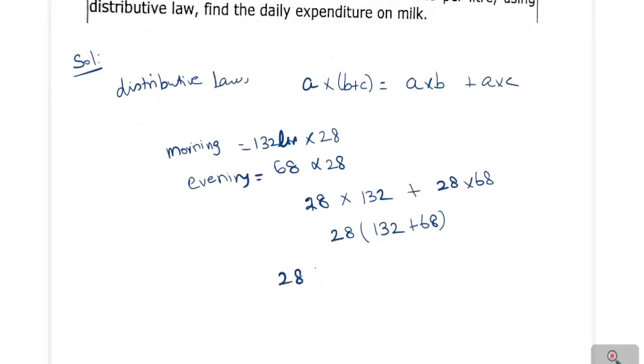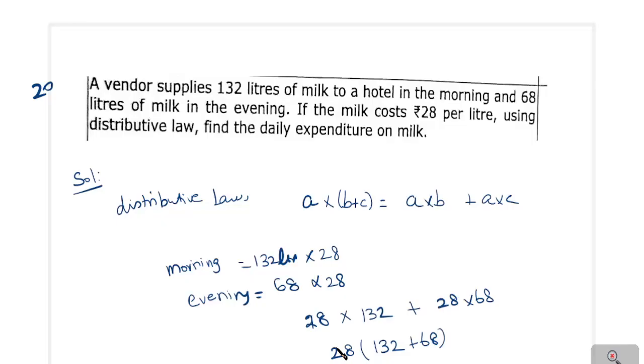By this you can get 28 into 200, so 28 into 200 is 5,600. So the total cost is 5,600. So you can write the cost is rupees 5600.